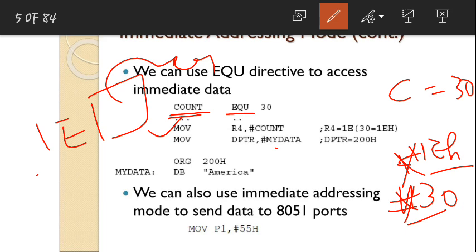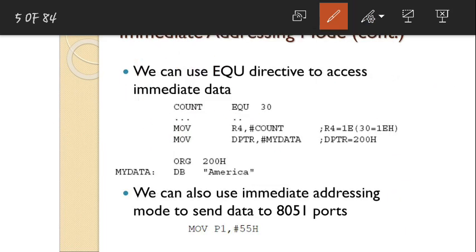Is that fine? But he is mentioning this value, he is writing this pound of that count. That means this is an immediate data. So this immediate data is moved to R4. See here, that is what he showed. R4 is equal to 1E in hexa. He mentioned it in hexa.